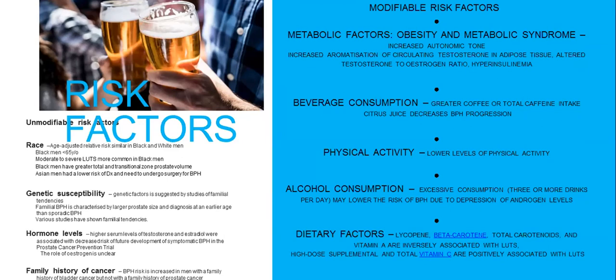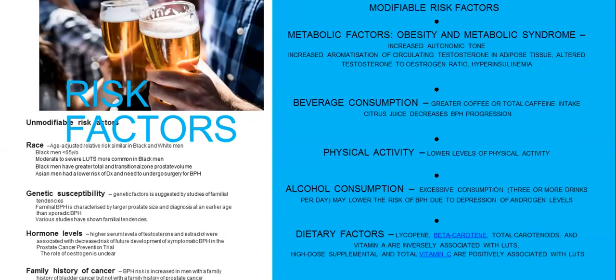Beverage consumption, greater total or greater coffee intake increases the odds of LUTS and BPH progression, while citrus juice has been associated with 50% lower odds of BPH and LUTS. Physical activity, low levels of physical activity are associated with greater LUTS development, and then moderate alcohol consumption is not associated with LUTS, but excessive consumption, which is 3 or more drinks per day, may lower the risk of BPH due to the depression of androgen levels.